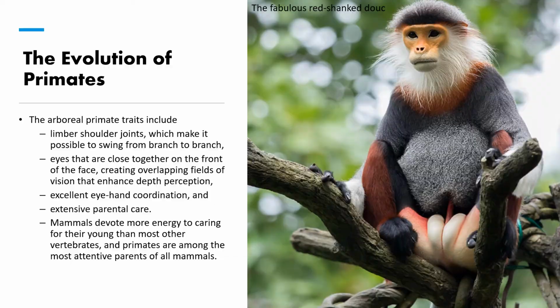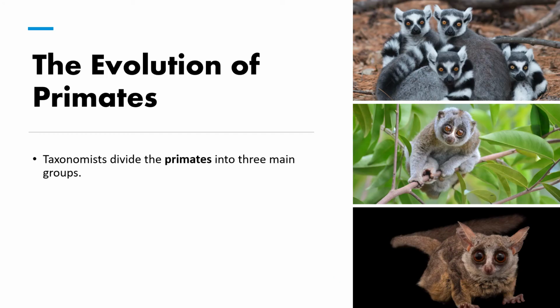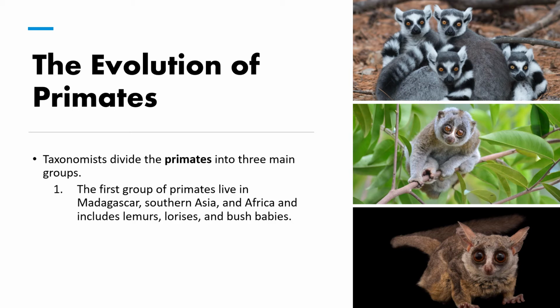That's what it's called. So here is some of the primate diversity, and we're actually going to talk about these different groups. The primates are divided into three main groups. This first group is going to include primates that live in Madagascar, Southern Asia, and Africa, and they're going to include the lemurs, the lorises, and the bush babies. And you can see lemurs in the top picture. We then have lorises, and then the bush baby is the very bottom picture.